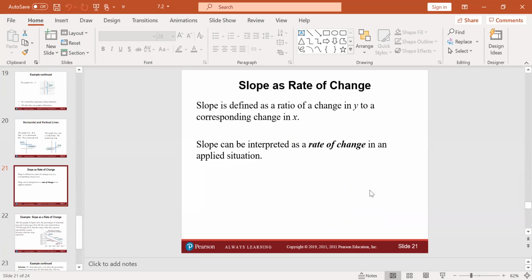Finally, our last concept we'll talk about in this section. Slope is the rate of change. Slope is the rate of change. That's a good way to explain this. Let's just look at a graph of a line.